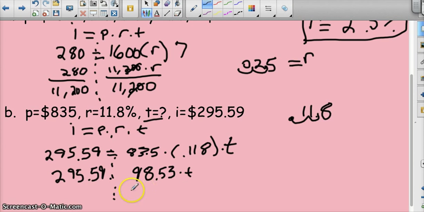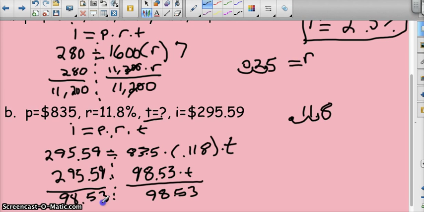To solve for the T, we need to get rid of the 98.53. And to do so, since there's multiplication in between the two, I will divide. And performing that calculation, T ends up equaling 3. And since we're talking about time, that is 3 years.